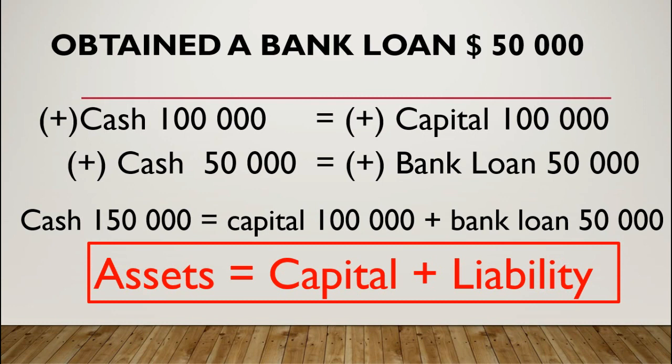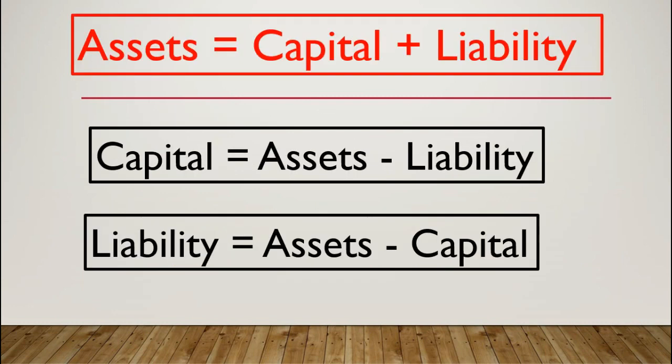So now we have learned asset is equal to capital plus liability. So we can change the subject of the formula and rearrange it. So we can say capital is equal to asset minus liability, or we can say liability is equal to asset minus capital. So this is just a matter of changing the subject.